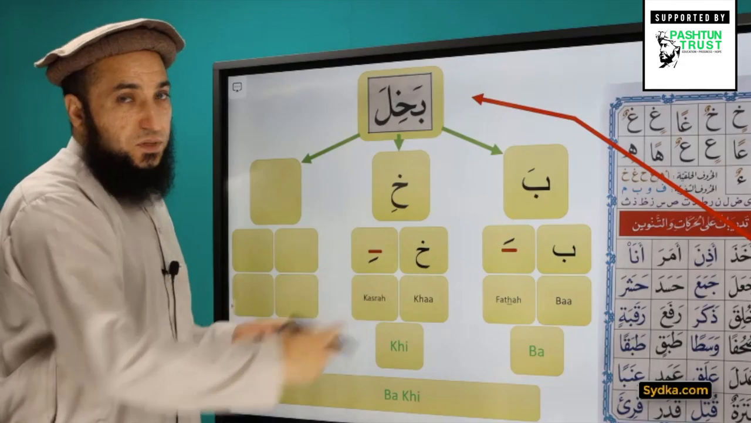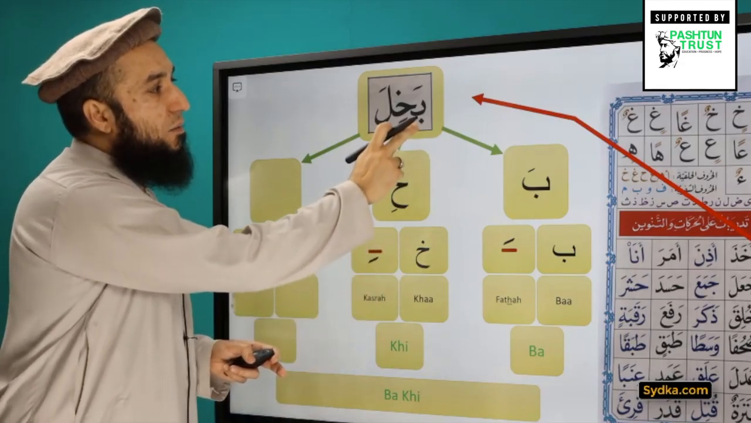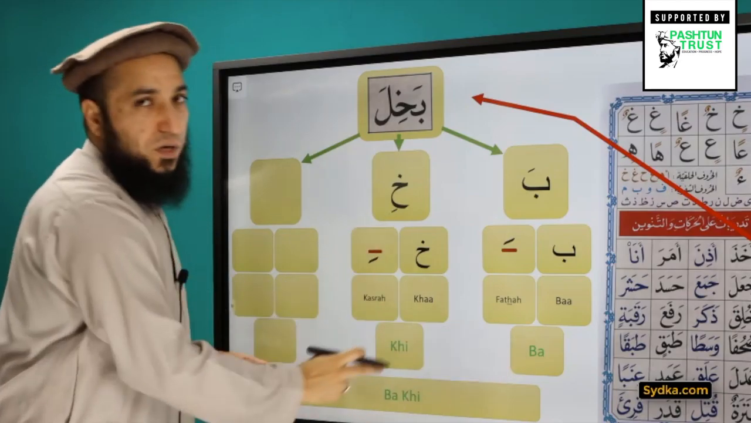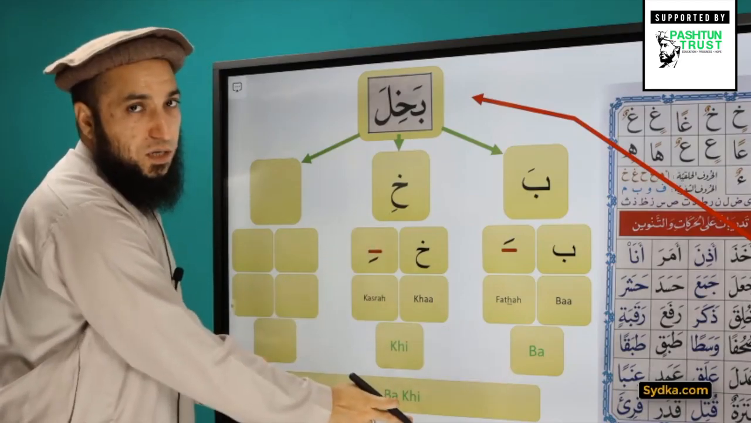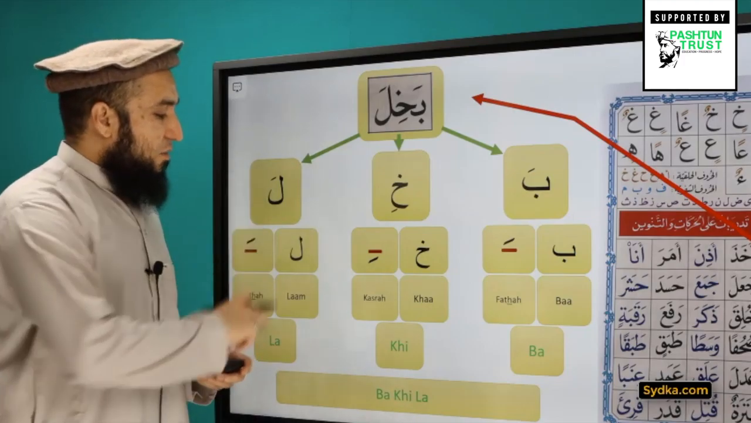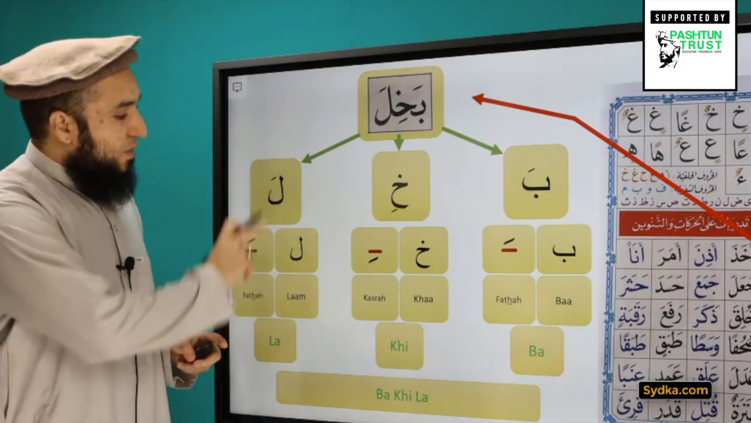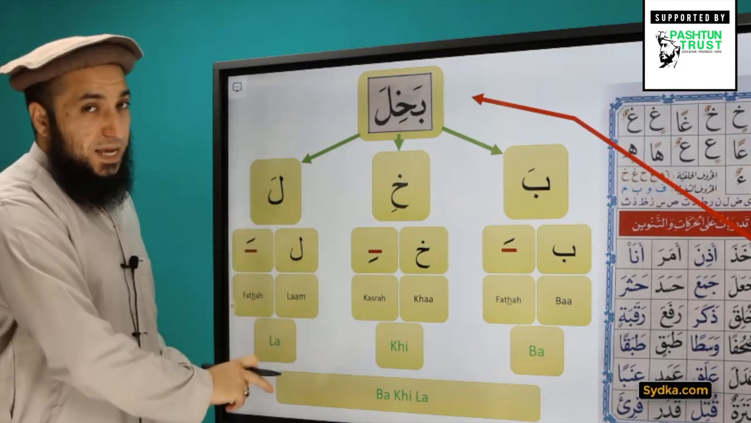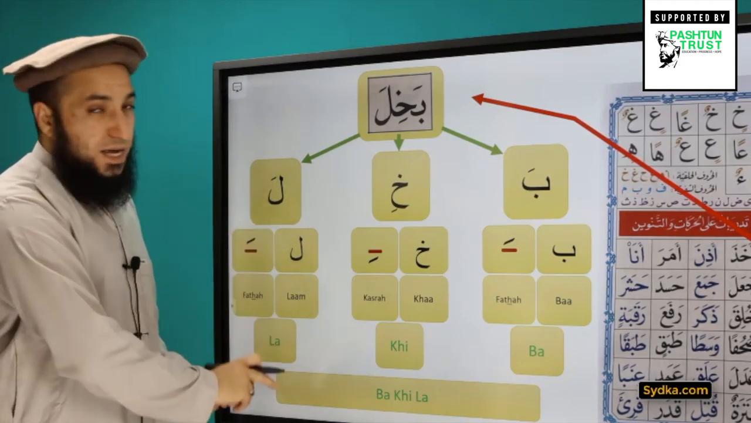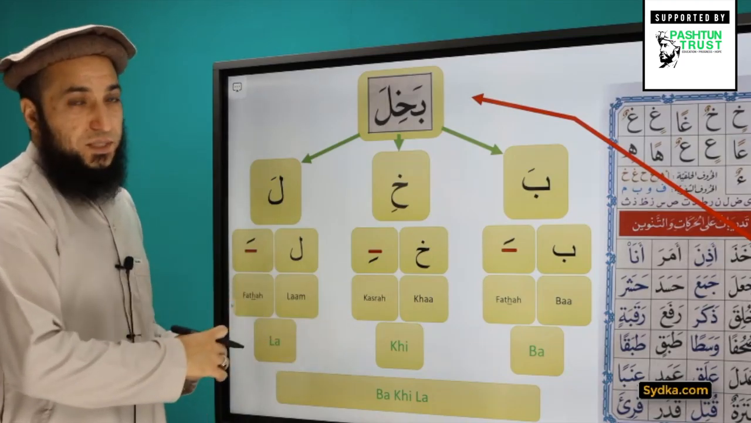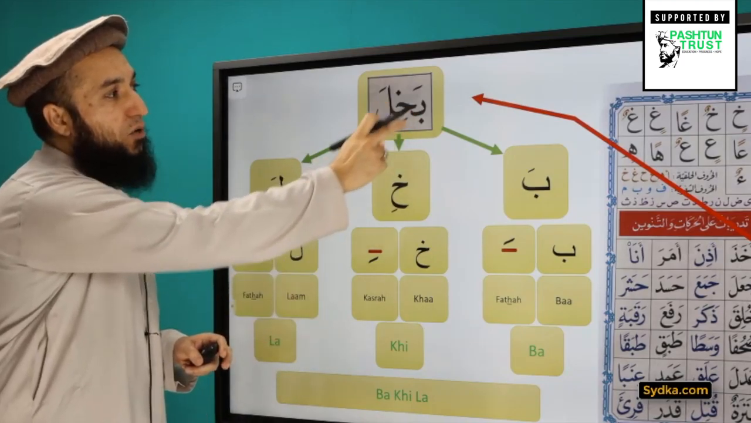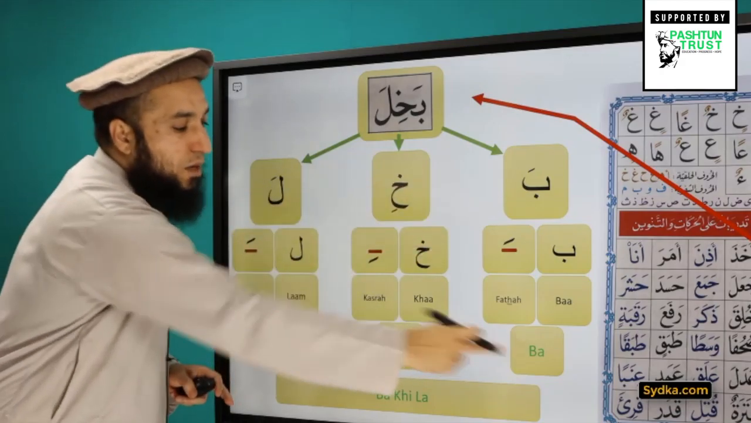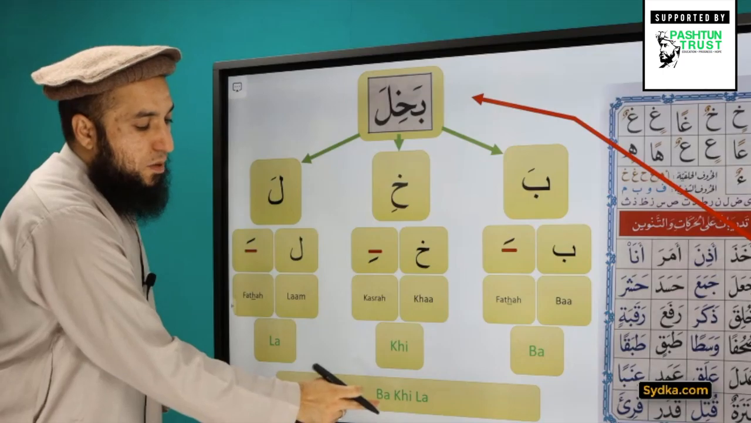So we have to combine the first two syllables, and we have bakhi, bakhi. The third syllable we have is lam fatha la. So lam is not silent, and we have fatha. Lam fatha la. So now we combine the three syllables, and we have bakhila, bakhila.